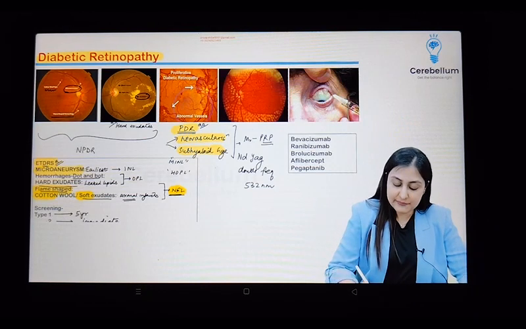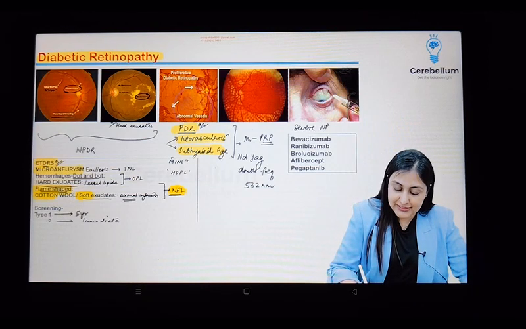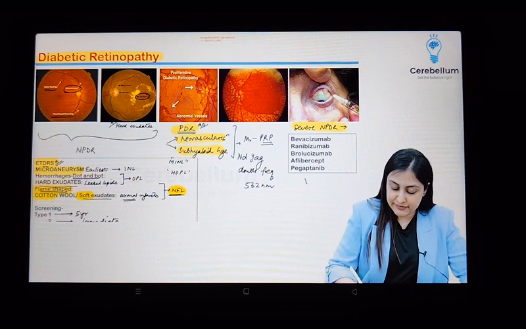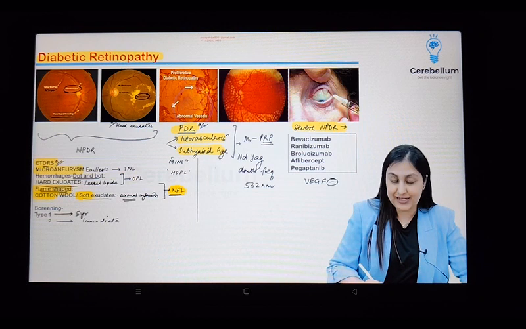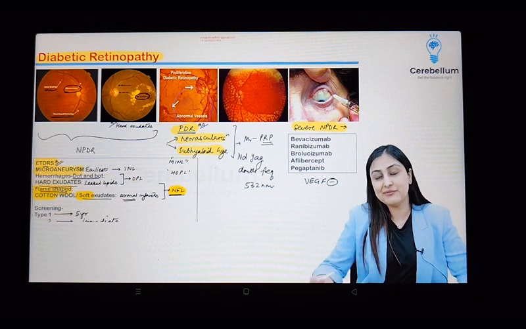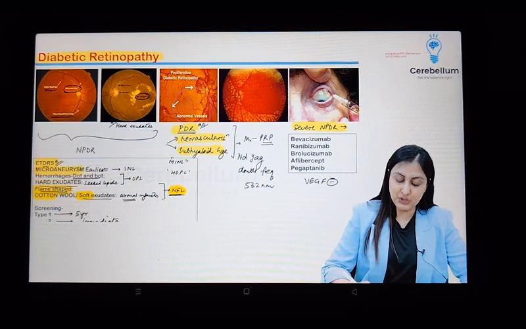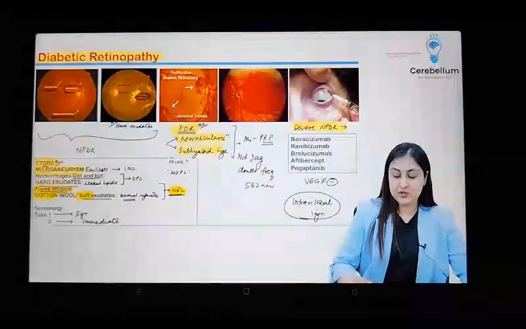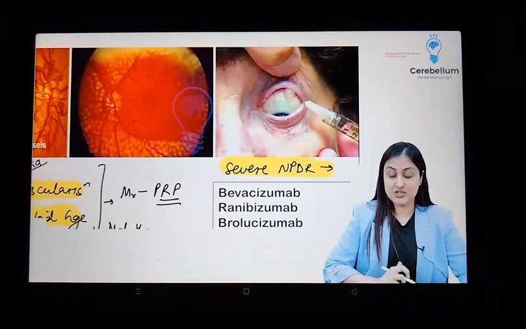Now, what if there is severe NPDR? In severe NPDR, the treatment becomes VEGF inhibitors. These are your vascular endothelial growth factor inhibitors, which are going to prevent the proliferation from happening. They are frequently given by this procedure, which is your intravitreal injection. I'm also showing you how the intravitreal injection is done. This is how intravitreal injections are performed.